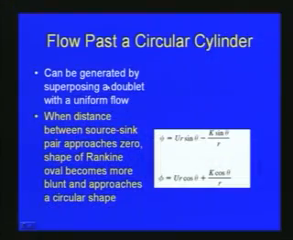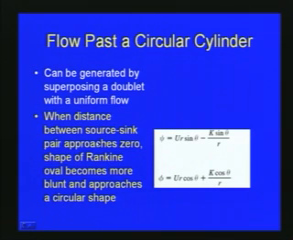So, flow past a circular cylinder is one of the important problems which will always be discussed in fluid mechanics. Many of the flow parameters, many of the fluid properties or flow properties can be defined with respect to this combination of a doublet and a uniform flow. So, flow past a circular cylinder is created or generated by superposing a doublet with a uniform flow.